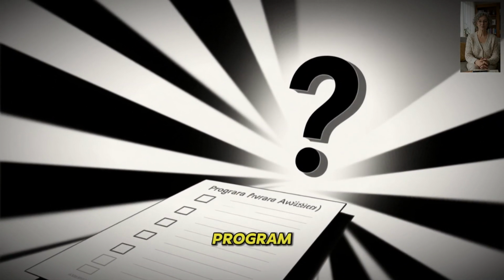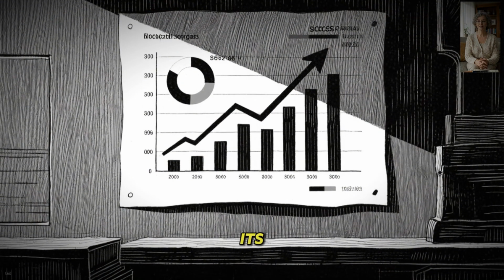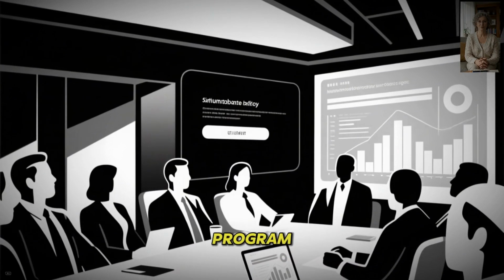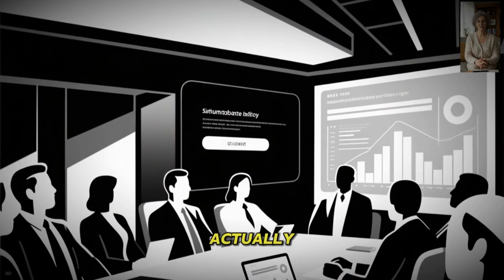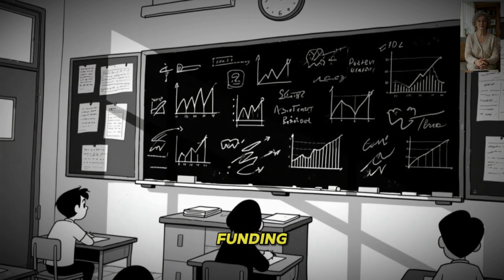Question 3. What's the main purpose of program evaluation? Answer: to assess if a program is meeting its goals. It's not enough to launch a program. We have to measure if it's actually helping people. That's how we learn, grow, and justify funding.